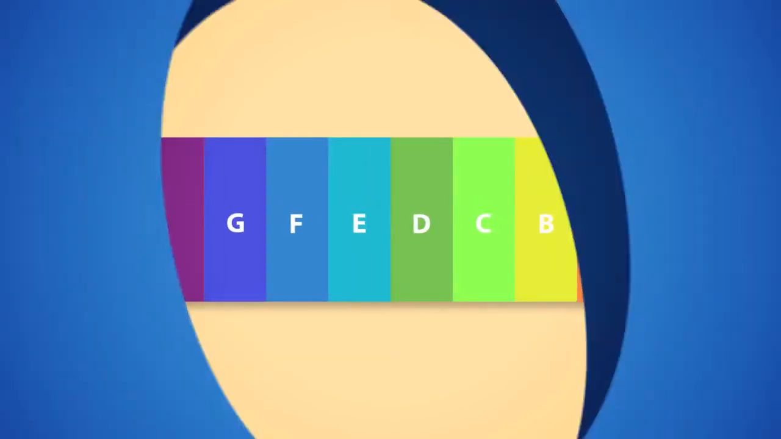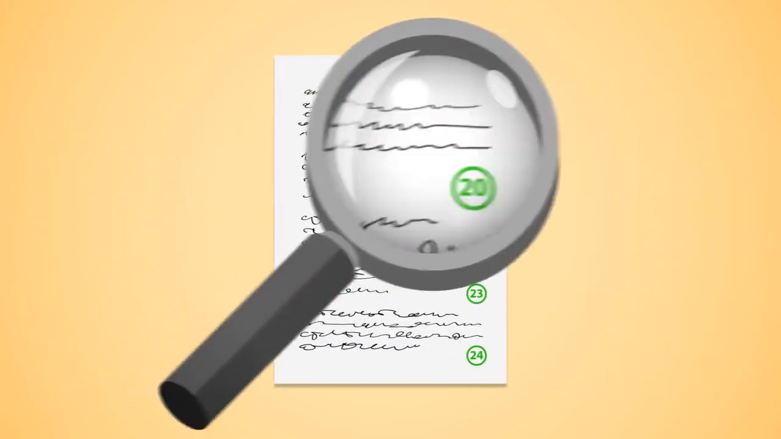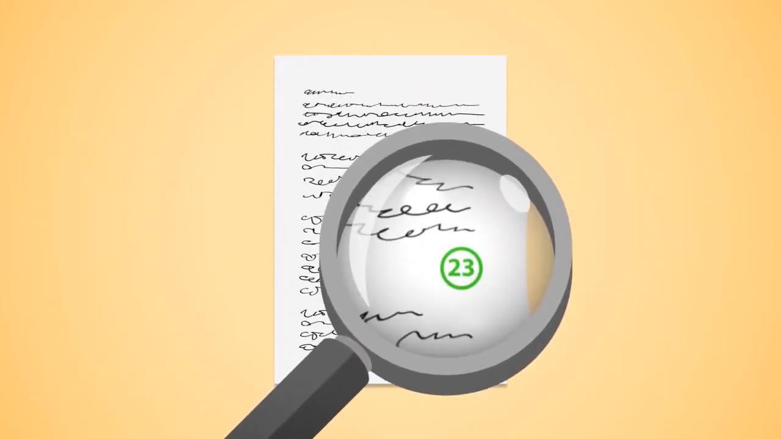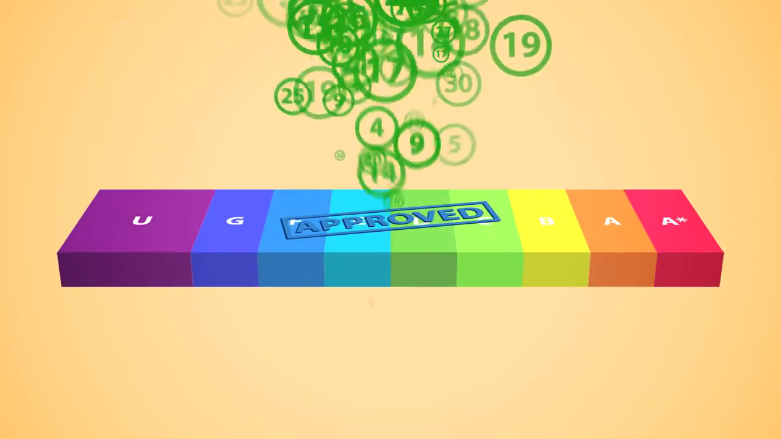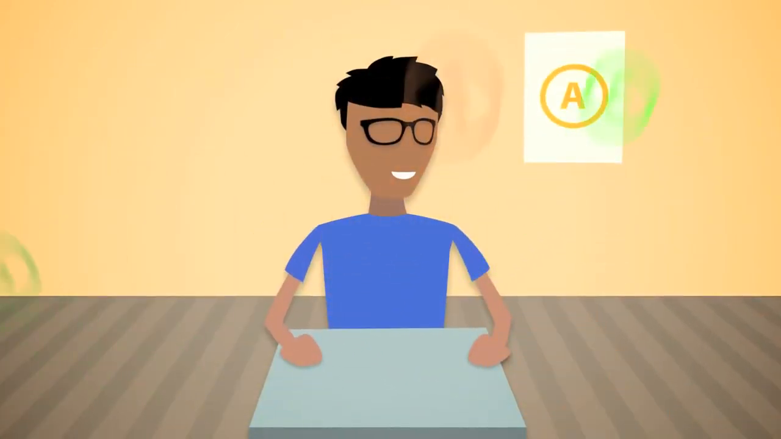Once the grade boundaries have been agreed, we apply them to your marks to give you a grade. Senior examiners carry out final checks on the marking. And once we've done all of our checks, your result is on its way back to your school.